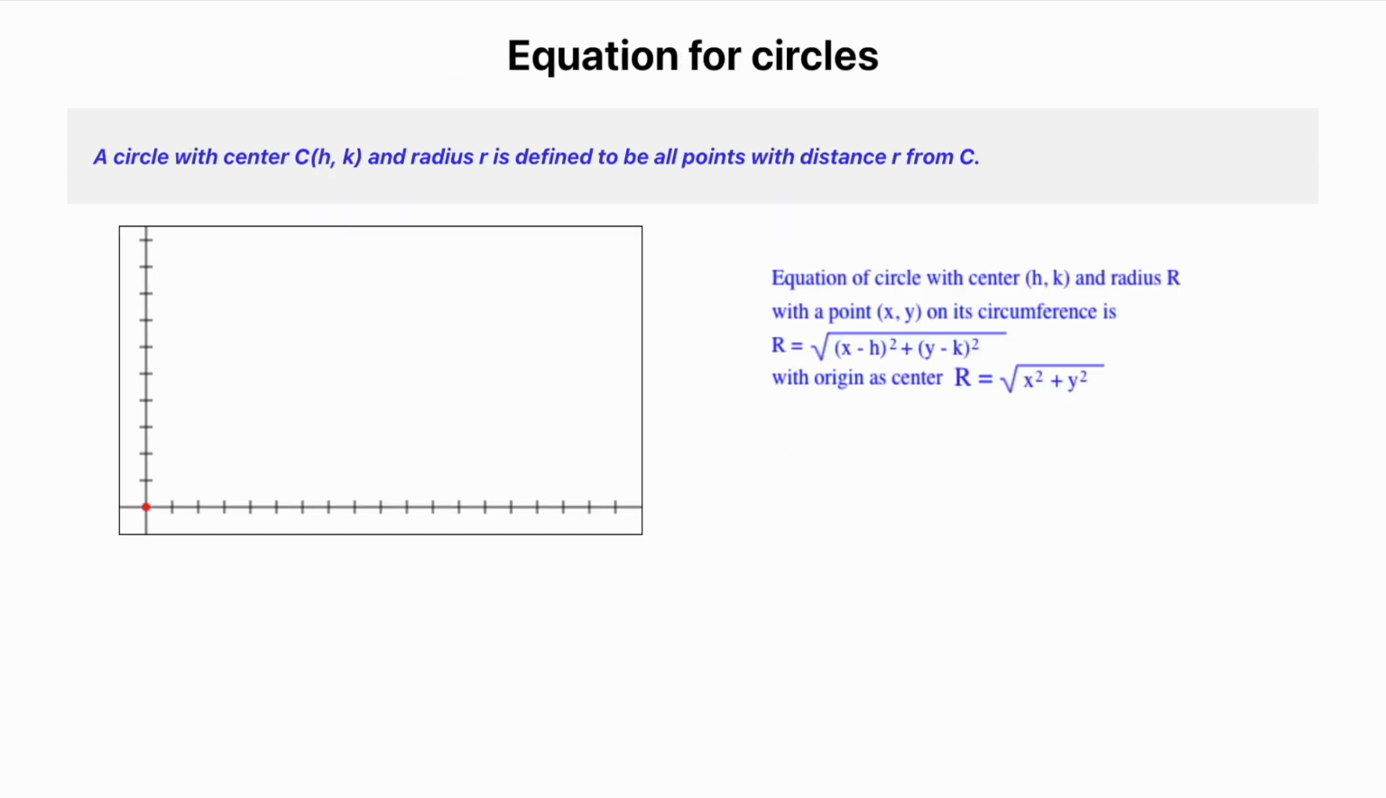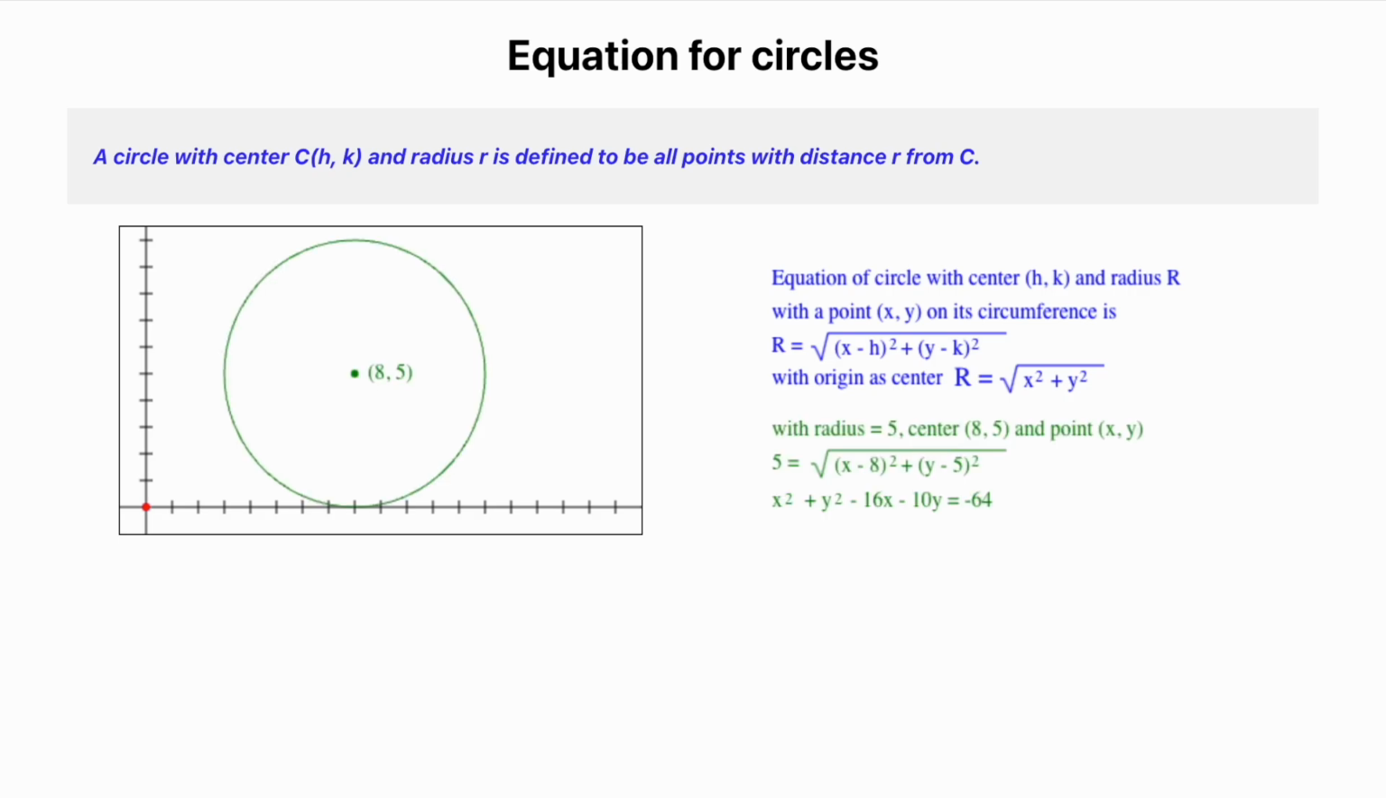Equation for circles. A circle with center C of h, k and radius r is defined to be all points with distance r from C. If coordinates of a point is x comma y, then by distance formula r equal to square root of x minus h the whole square plus y minus k the whole square. If center is origin, then x square plus y square is equal to r square. For example, if center is 8 comma 5, then the equation is x square plus y square minus 16x minus 10y is equal to minus 64.